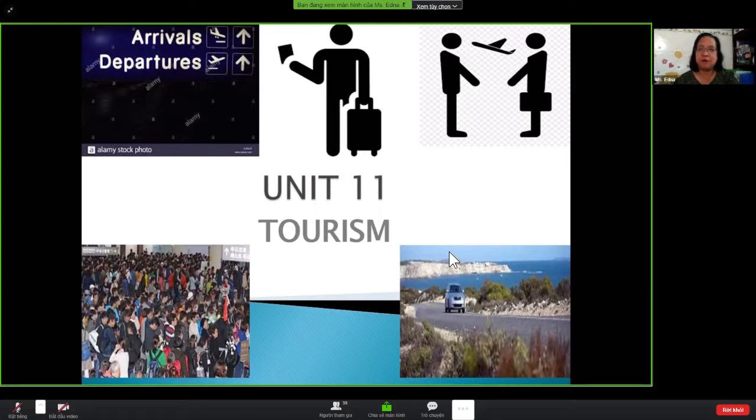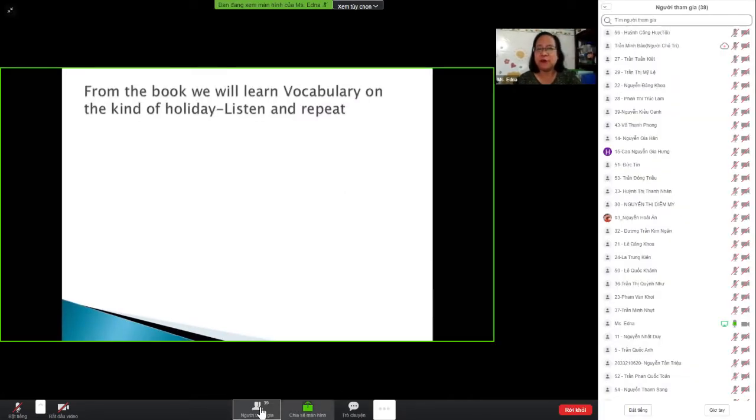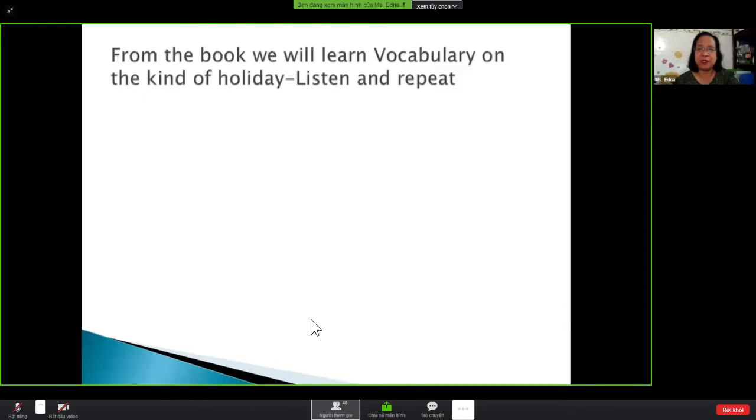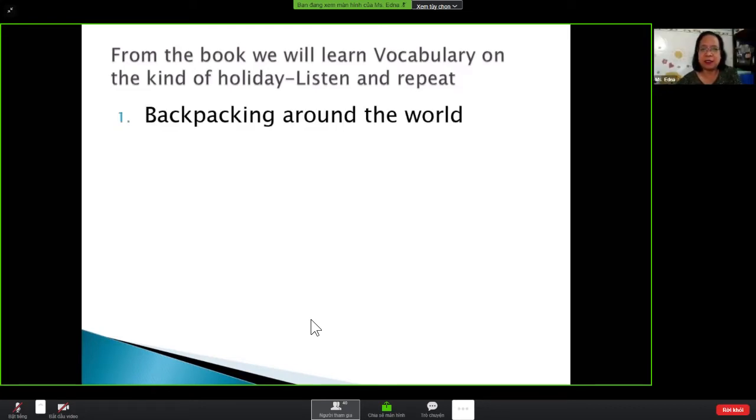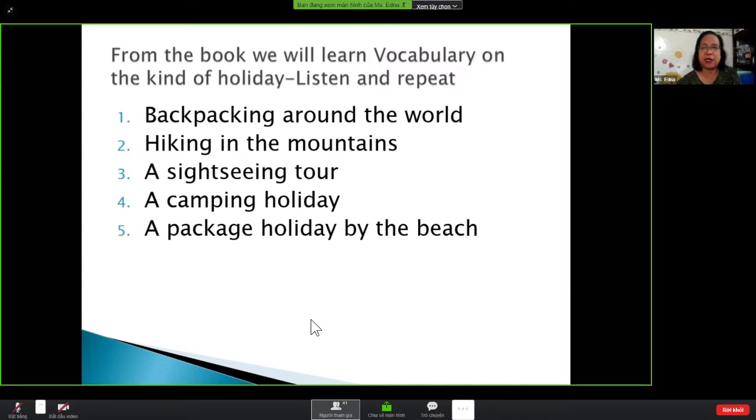So for our vocabulary today, from the book, we will learn vocabulary on the kind of holiday. So when we try to think of having a holiday, we think also of what kind of holiday are we going to do. All right, here are five kinds of holiday you can choose from. First, backpacking around the world. Next, hiking in the mountains. Next, a sightseeing tour, a camping holiday, a package holiday by the beach.